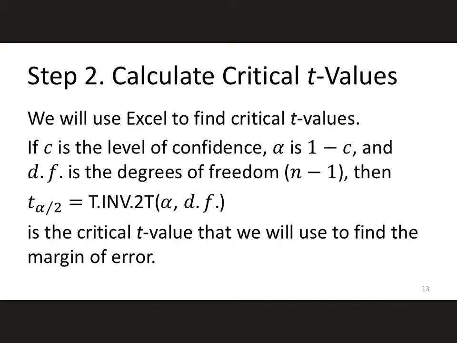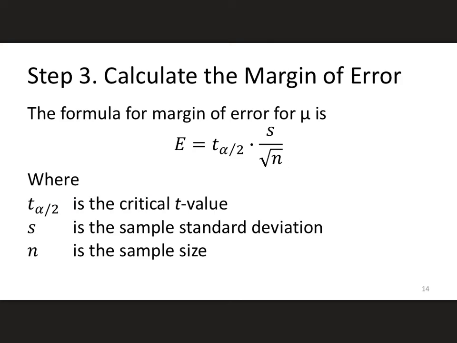The second step is to calculate the critical t-values. We will be using Excel to find the critical t-values. If C is the level of confidence, alpha is 1 minus C, and the degrees of freedom is n minus 1, then we're going to use this new formula of T.INV.2T(alpha, degrees of freedom) to find the critical t-value for the margin of error.